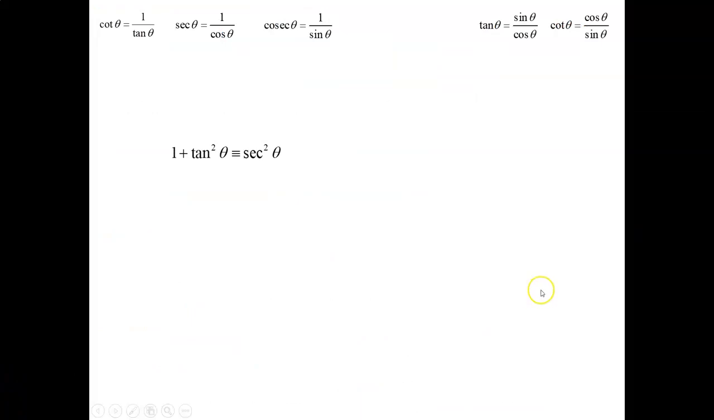So there's some other identities that you will find useful. 1 plus tan squared theta is identical to sec squared theta, and 1 plus cot squared theta is equal to cosec squared theta. Now, you might need to know where these come from, and in fact it's useful to know where they come from in case you forget them.